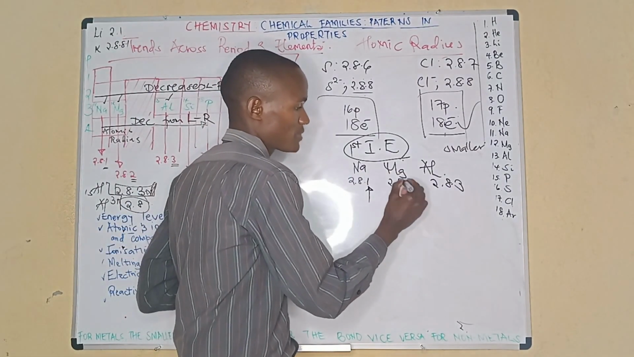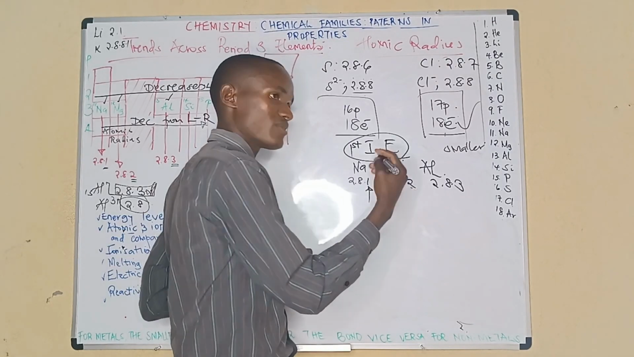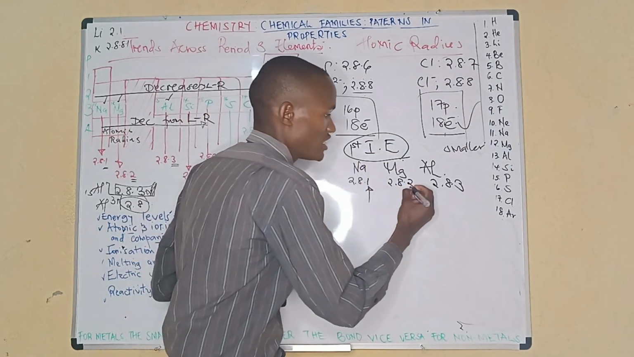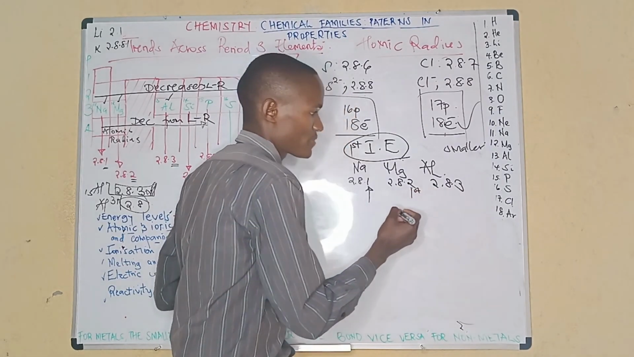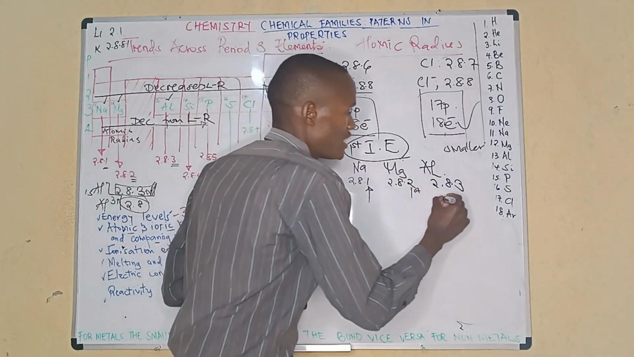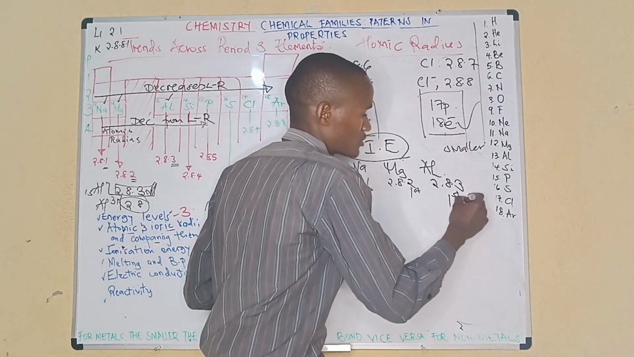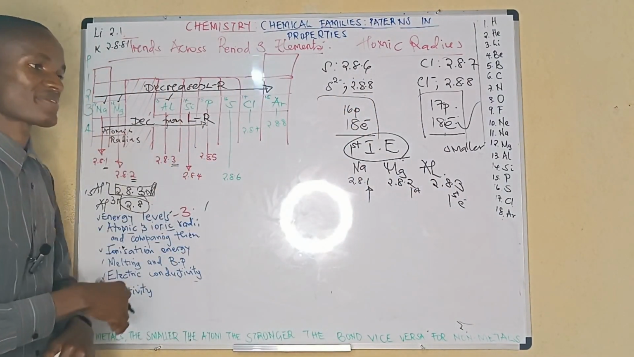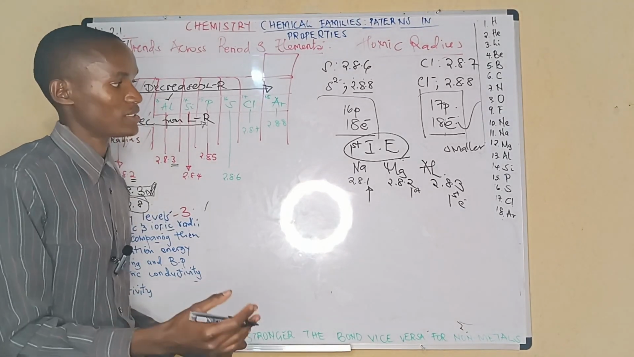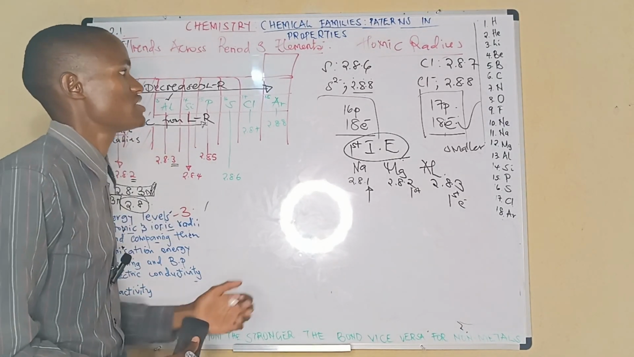So when we say first, it means for sodium, it is the energy required to remove this one electron. For magnesium, not these two, but one of them, the very first one to be removed. The same applies to aluminium: the ionization energy required to remove the first electron. Which one requires the highest amount of energy? When you talk of energy, you simply mean the same thing.